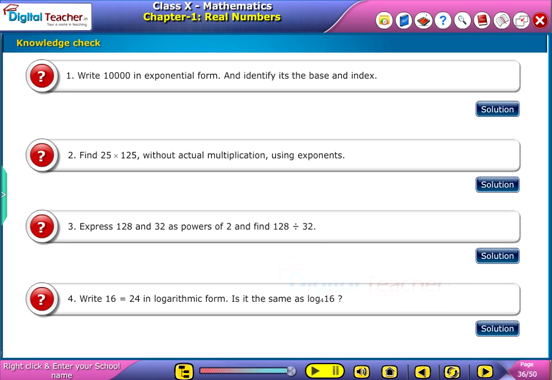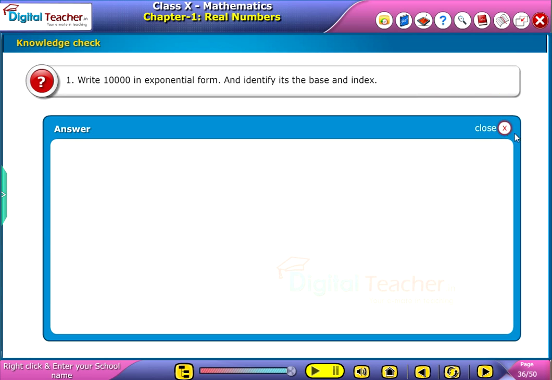Knowledge check. Attempt the following question to check your understanding. Write 10,000 in exponential form and identify the base and index. Here, 10,000 can be written as 10 to the power 4, where the base is 10 and the index is 4.